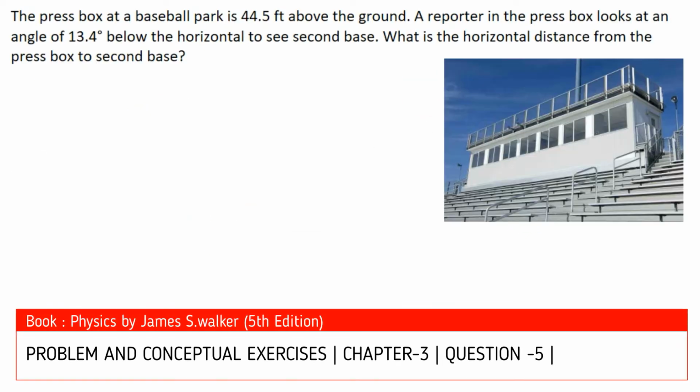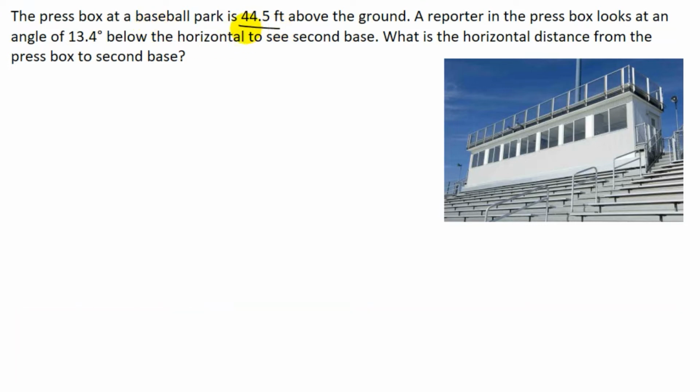Here we are given that there's a press box at a baseball park which is 44.5 feet above the ground. Let me take it to be h, which is 44.5 feet. Now a reporter in the press box looks at an angle of 13.4 degrees below the horizontal to see the second base. Let's try to understand this question by using this figure. Here we can consider this is our press box, which is 44.5 feet above the baseball park. Let this height be h, which is this value.